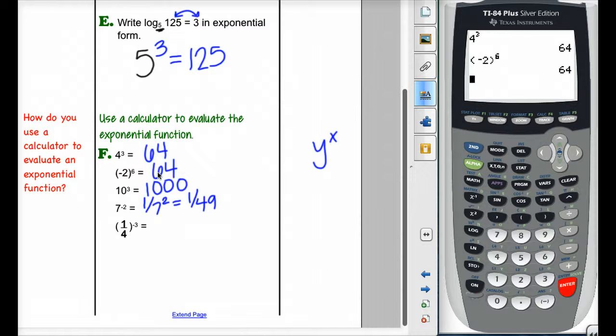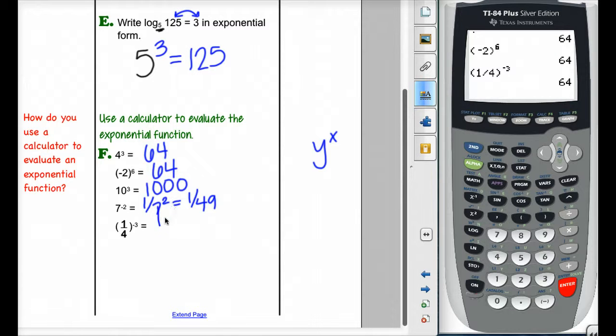And then 1/4 to the negative third. We want to distribute that negative 3 in. So on the calculator, we'll check this one. We have 1 over 4, parenthesize it, to the power of negative 3, and you get an answer of 64 again.